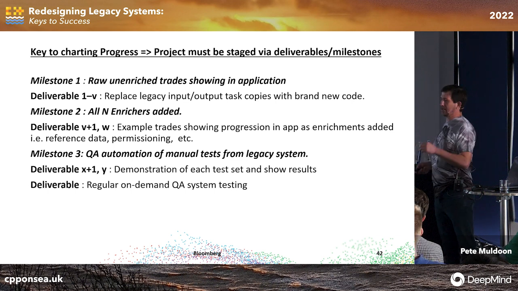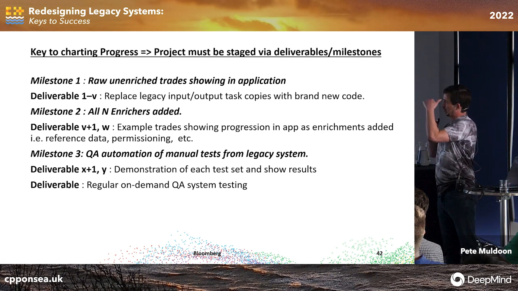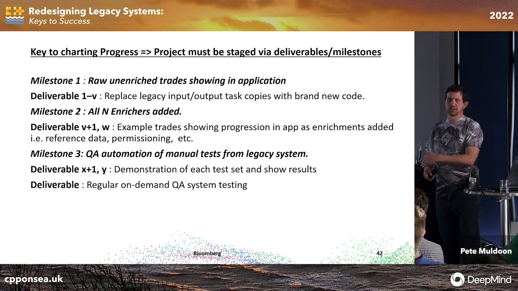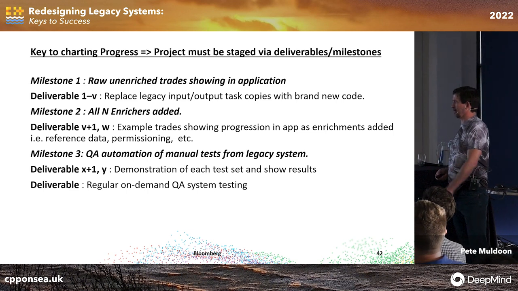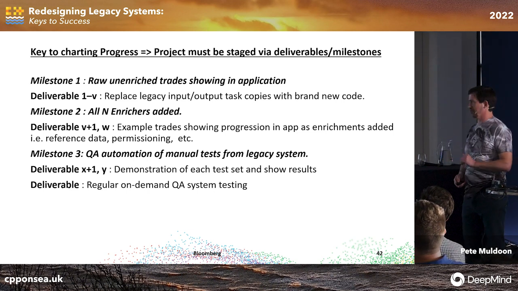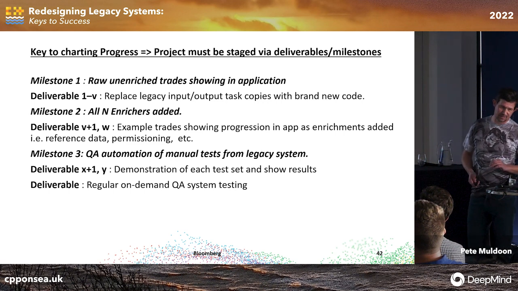So how did I do that? Well, each test set, because we had the list of test sets, we've implemented it. Look, I can show you now. Here's the test, and we've done it. Comes back success. So now we had regular on-demand QA system testing, which really was a godsend, and I'm so happy they didn't give me QA resources because it really helped out.